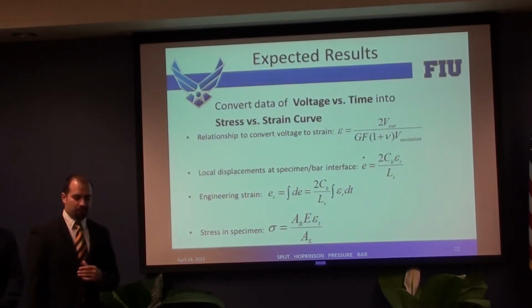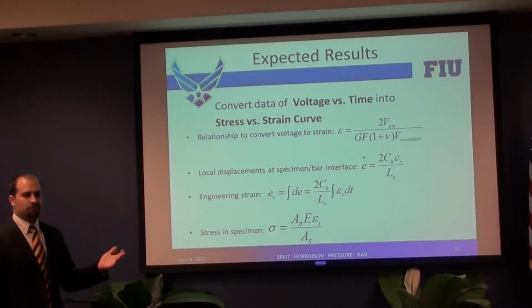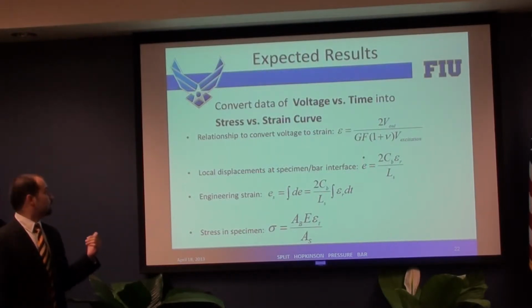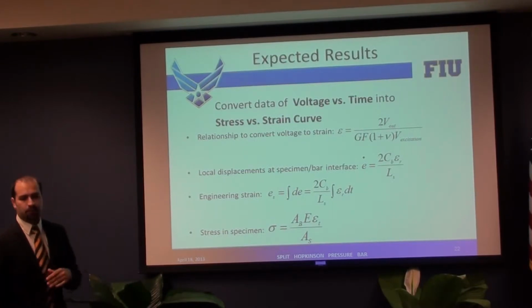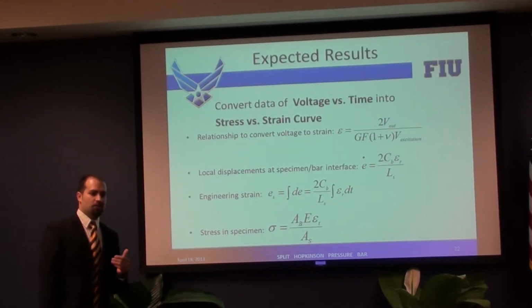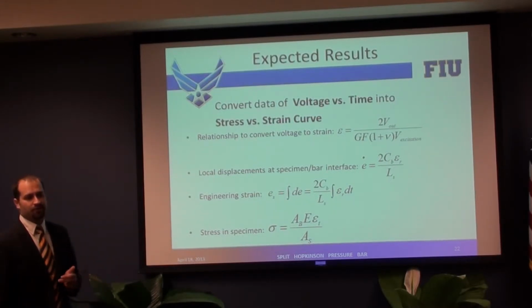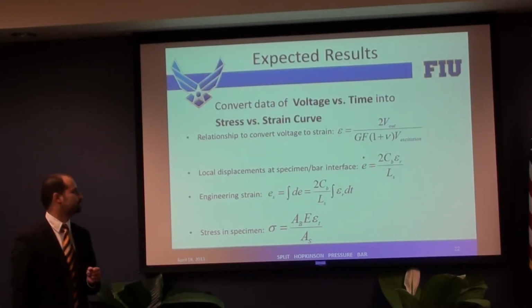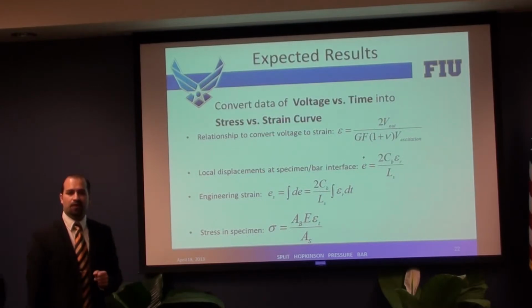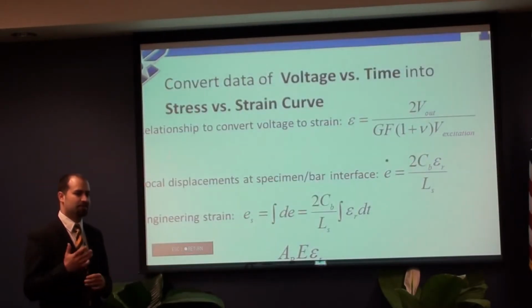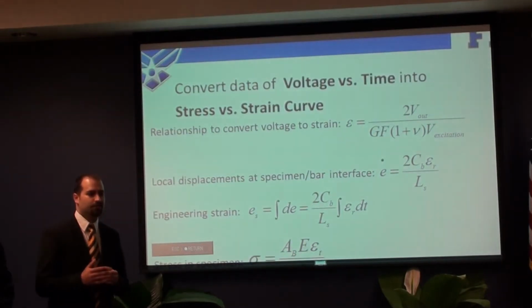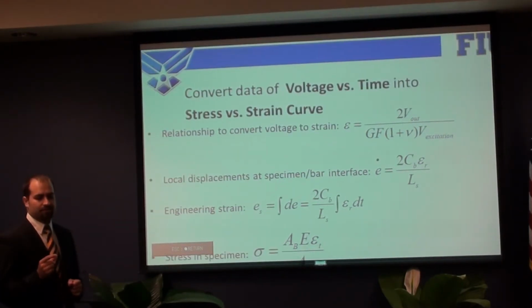Here are some of the formulas that will help us to achieve from voltage versus time to a stress versus strain curve. In the first relationship, we are obtaining the strain using the voltage output, the gauge factor, the Poisson ratio, and the voltage excitation in the system. Knowing this strain, we can go ahead and find the local displacement on the specimen, knowing the speed of sound of the bar, speed in steel, and the length of that specimen.